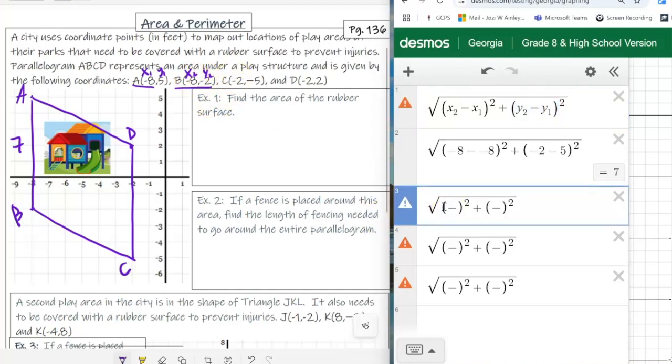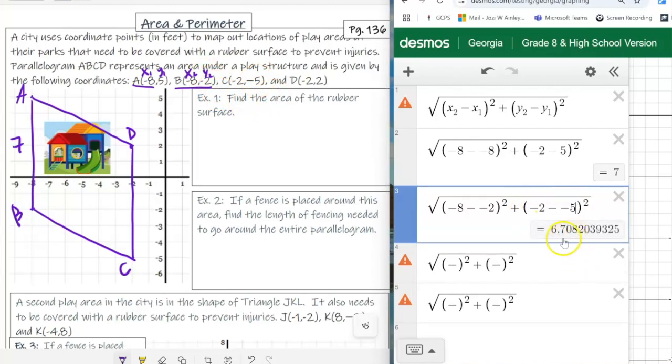So I'm going to put the x's together, negative 8 and negative 2. Now I'm going to put the y's together in the same order. I started on this one, so I'll start on this one. Negative 2 and negative 5. Boom. That's my distance for that one.